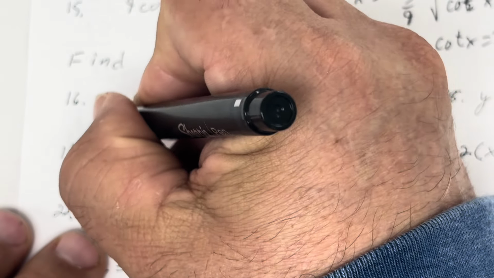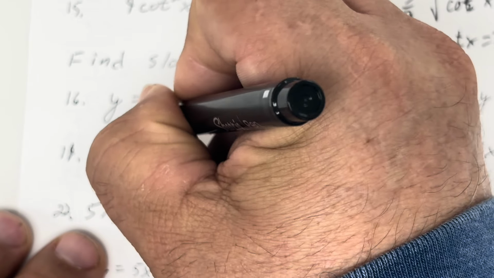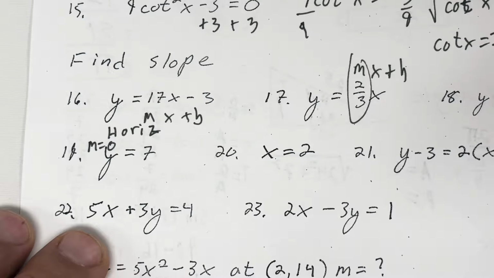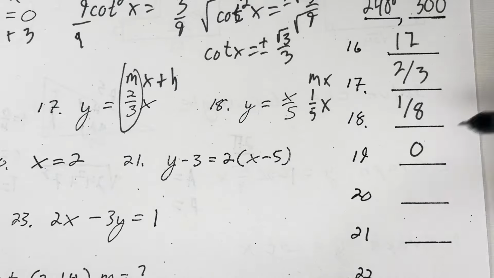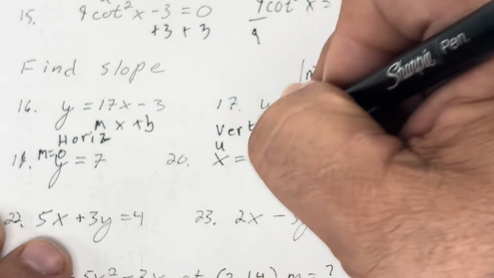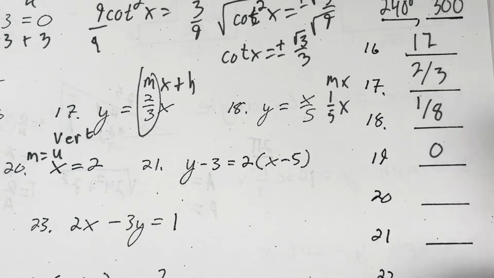For number 19, that's a horizontal line through y equals 7. Its slope is going to be 0 for 19. Number 20 is a vertical line through x equals 2. And that slope is undefined.